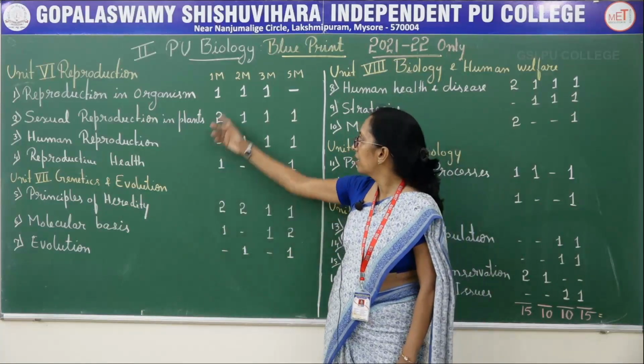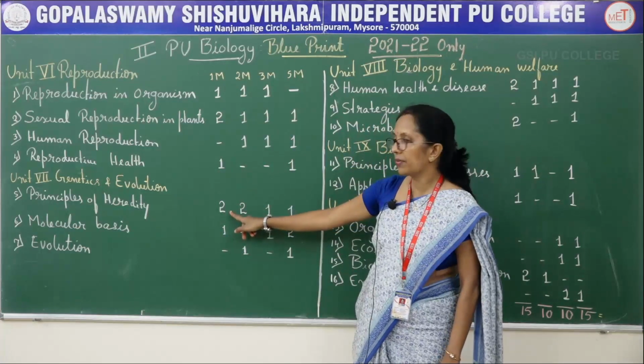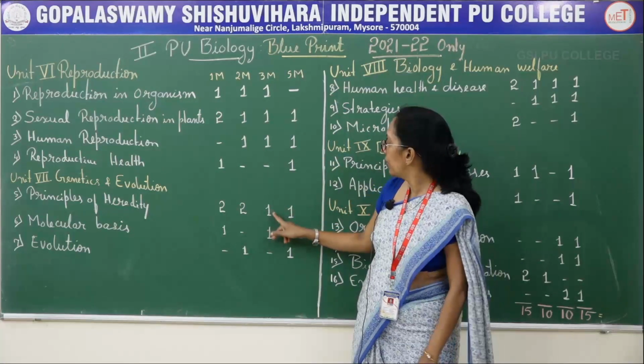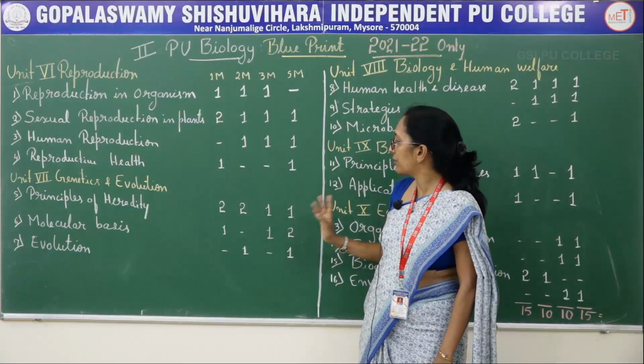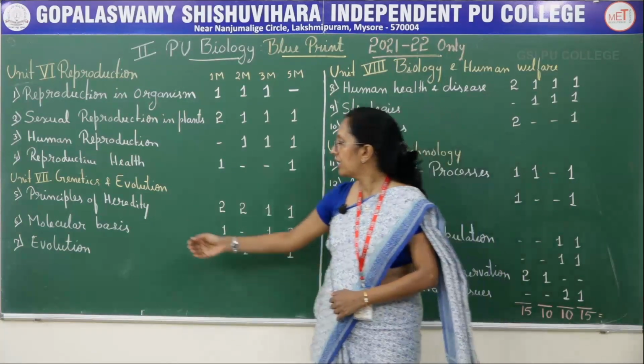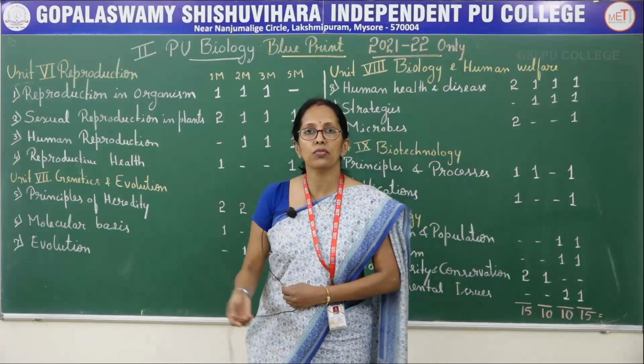In this chapter, you are going to get two 1 mark questions, two 2 mark questions, one 3 mark question, and one 5 mark question. Most weightage chapter. Then coming to the next, molecular basis of inheritance.